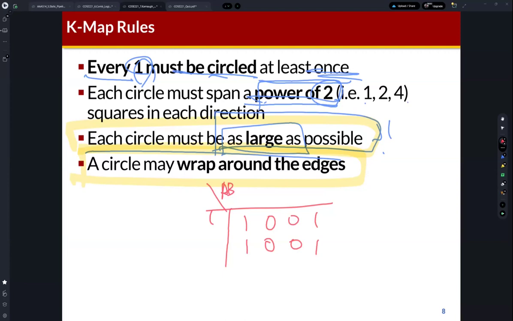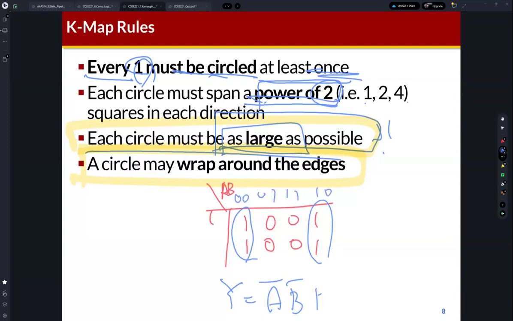So how can we merge ones in this Karnaugh map? You can think that we can merge this one and this one. Oh, it's okay. So Y is A bar B bar, plus this is 0 0 0, 1 1 1, 1 1 0, also A B bar, and that's it. Is this equation optimized? What's the problem?